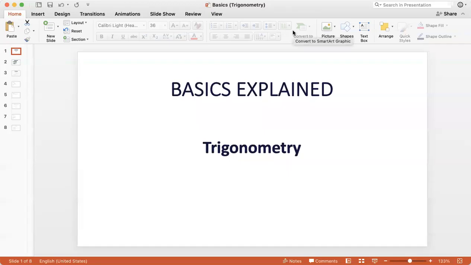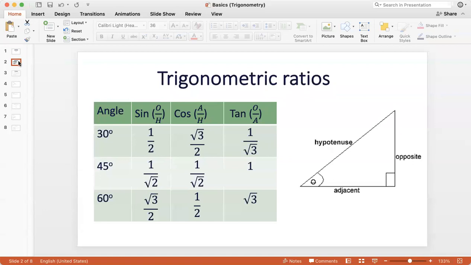In today's video, we'll discuss the basics of trigonometry. So let's begin. Trigonometric ratios are known as sine, cos, and tan. These are the basic trigonometric ratios, and you can understand them from a right triangle.